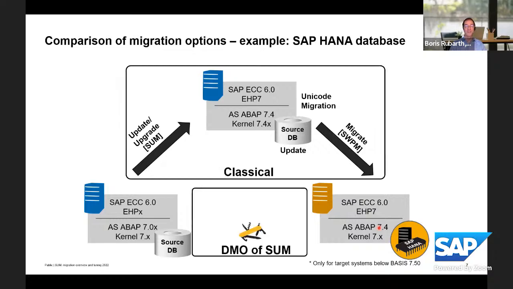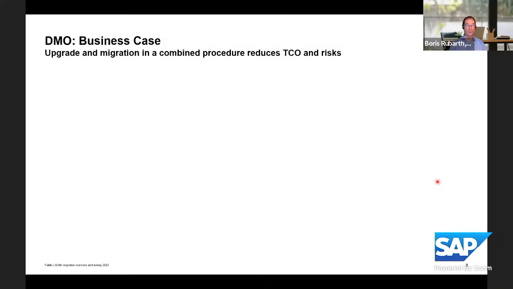That is the classical way, but it became simplified by introducing, several years ago, the migration option in the Software Update Manager. You see it combines the upgrade with the database migration, and for specific scenarios, you see the small print here, for targets below 750, the tool can even take over the Unicode conversion part. Actually, that is only offered for SUM 1.1, but not for SUM 2.0.